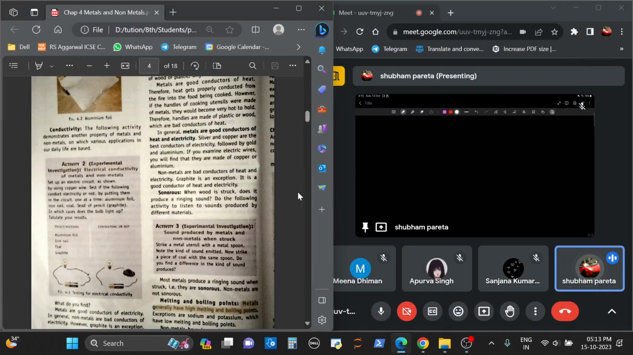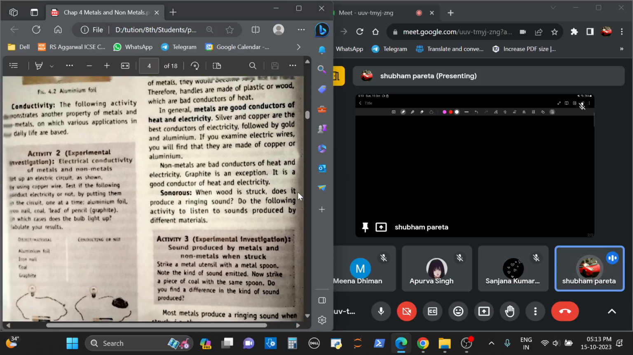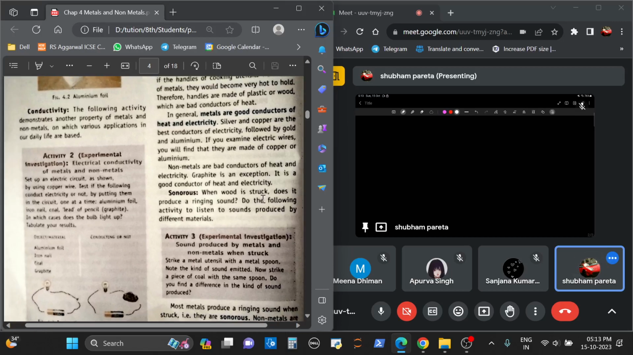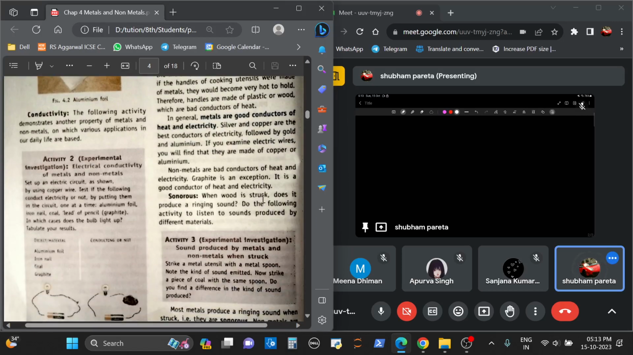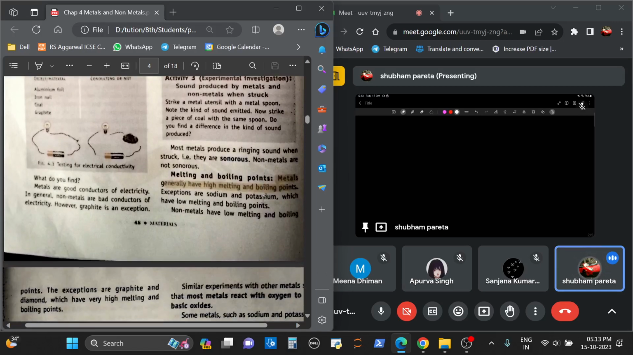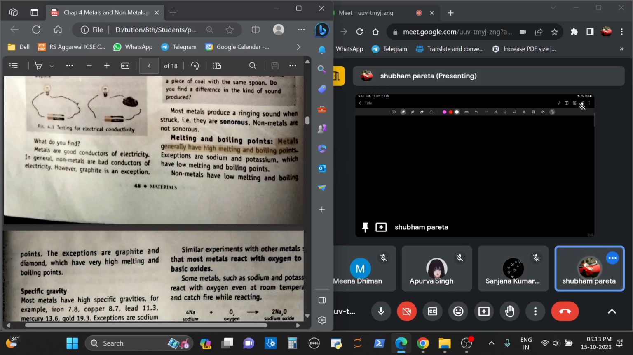Okay, so yesterday we covered the topic of metals and non-metals: sonorosity, ductility, malleability, high melting point, boiling point, tensile strength, and lustre. These are the properties we learned yesterday. Now, the next thing is the melting point and the boiling point.